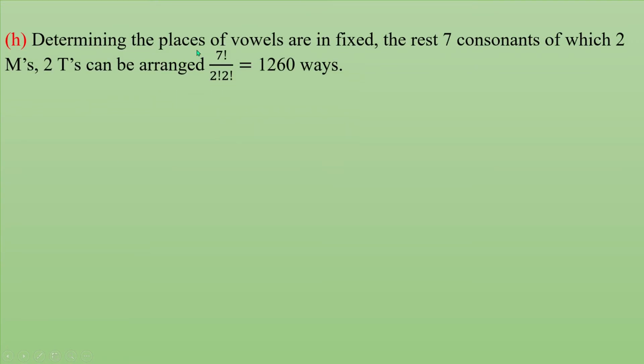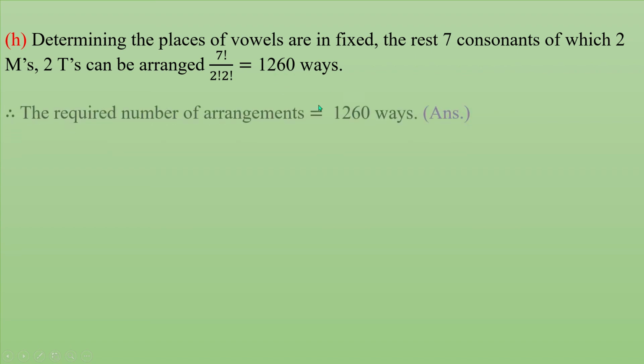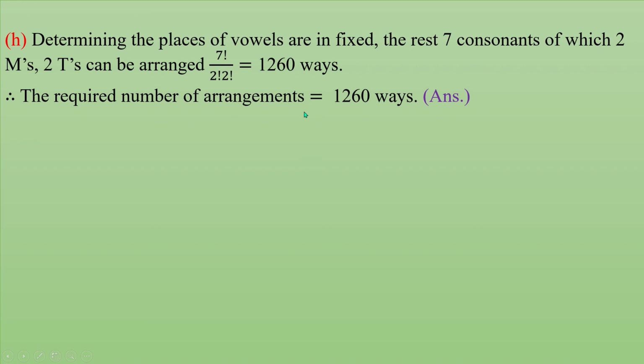H number, the places of vowels are fixed. The rest 7 consonants, of which 2 M's and 2 T's, can be arranged in 7 factorial divided by 2 factorial into 2 factorial, equal to 1260. Therefore the required number of arrangements is this. This is the answer.